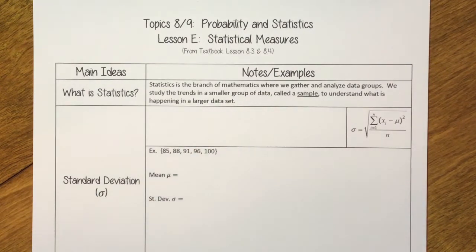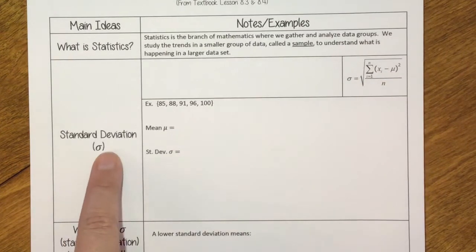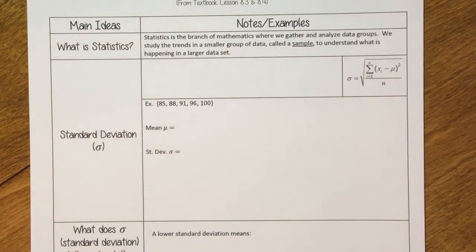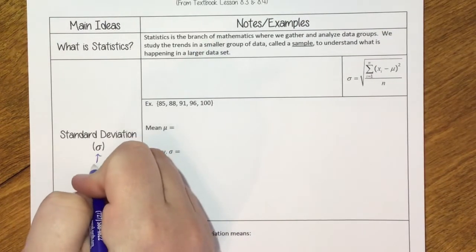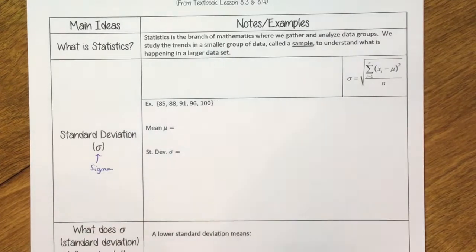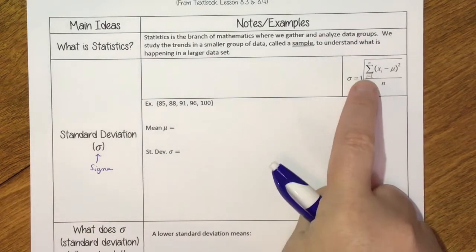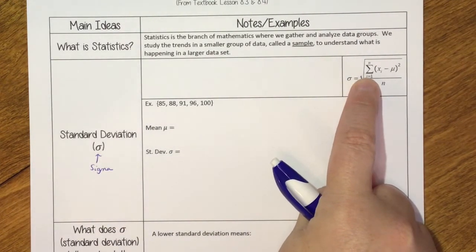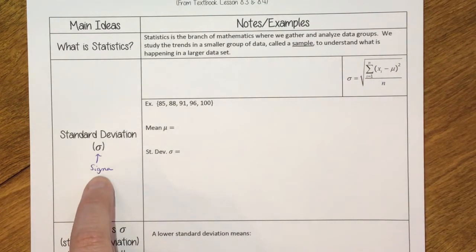Okay, so the first measure that we use here is called a standard deviation. It is represented with this symbol, which is a lowercase sigma. You've seen the uppercase sigma before. It looks like this. We'll use it again today. The uppercase sigma represents a sum, but the lowercase sigma represents what we call standard deviation.